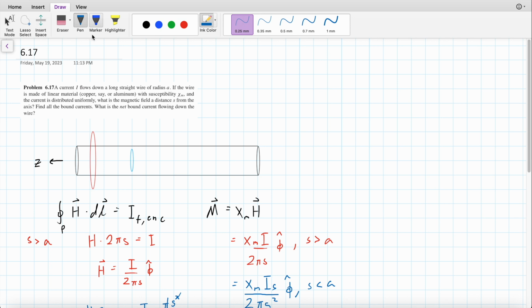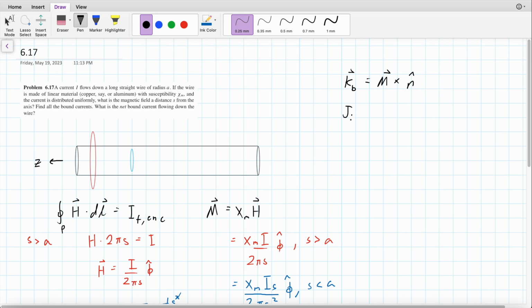So I have equations for these, and I will go ahead and write these in black. For the surface bound current, we have K_B equal to our magnetization cross n hat. In this case, since we're dealing with a cylinder, this would be in the s hat direction.